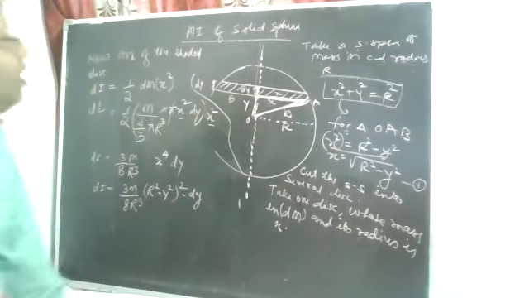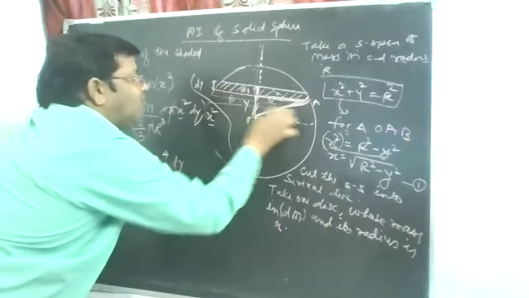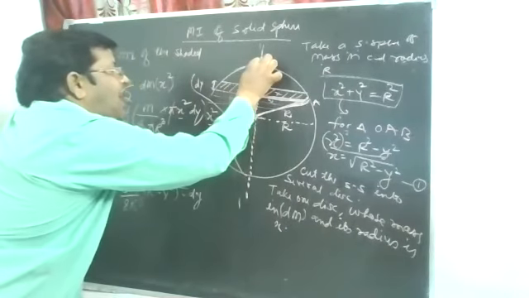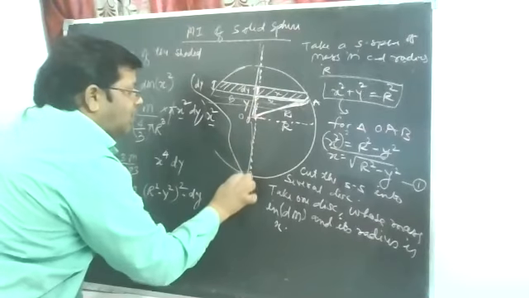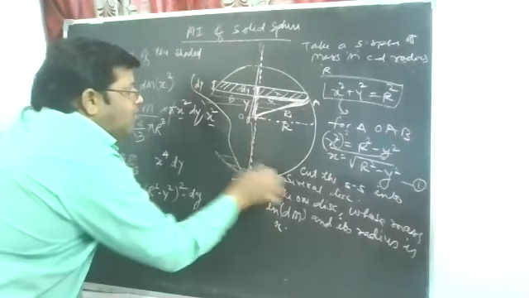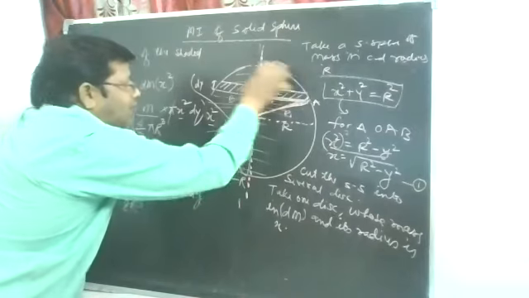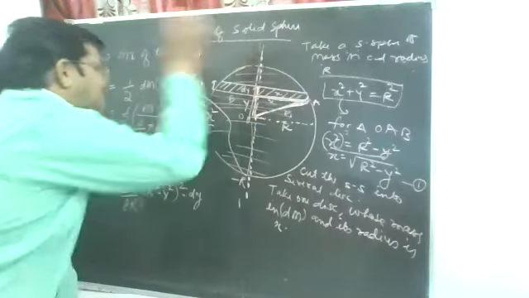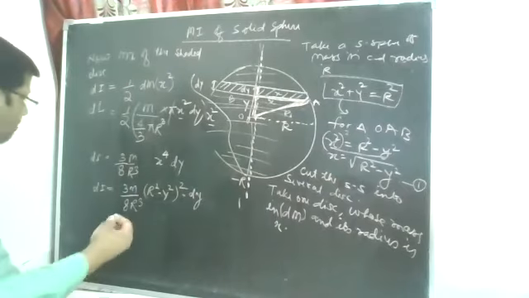And what is the value of the variable for covering the whole disk? From here to here is r, and here to here is minus r. So you take the limit, then you cover the whole disk. What is the limit of integration? Minus r to plus r.